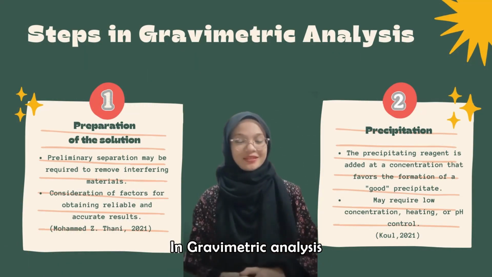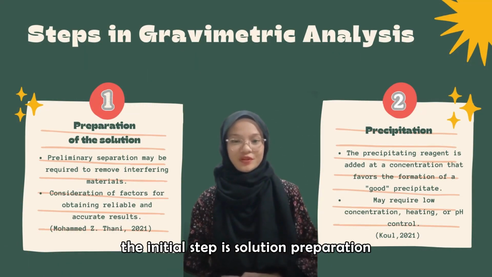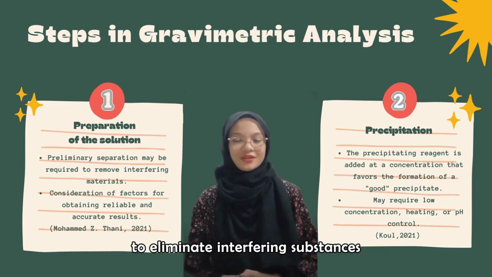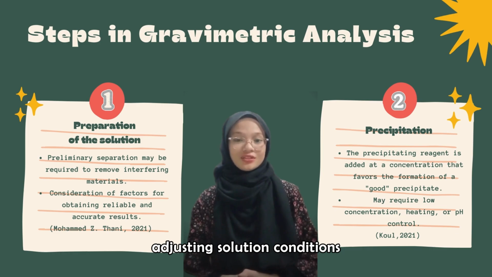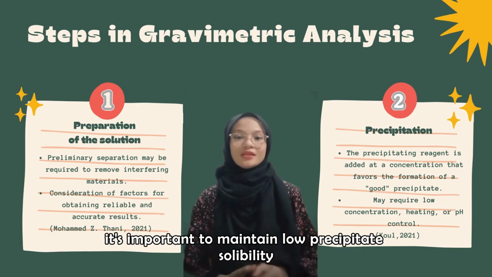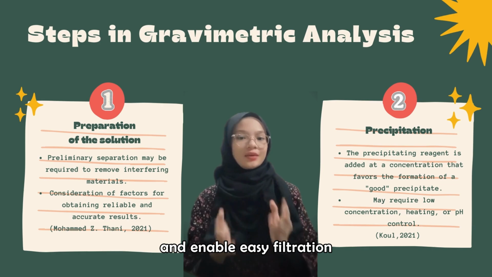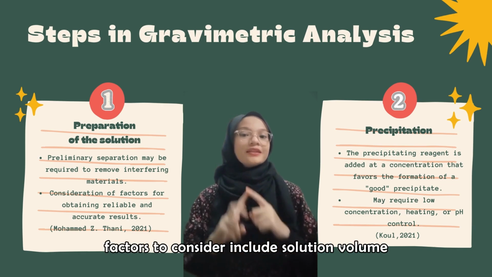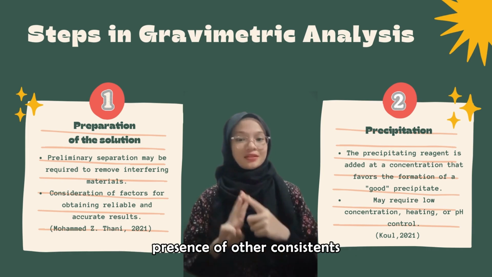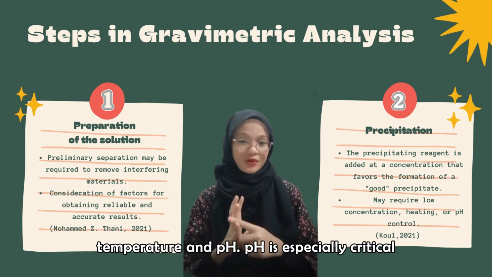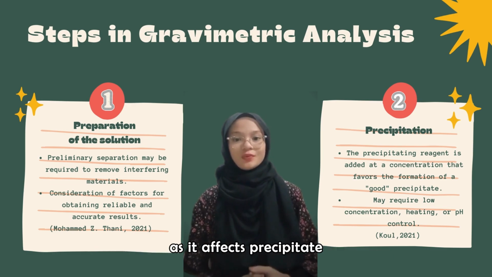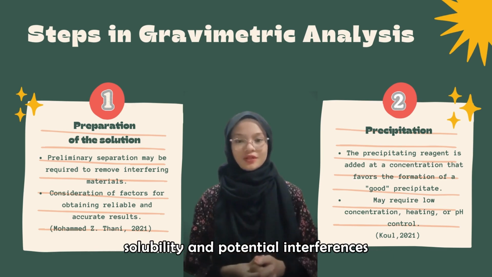In gravimetric analysis, the initial step is solution preparation. Preliminary separation might be necessary to eliminate interfering substances. Adjusting solution conditions is important to maintain low precipitate solubility and enable easy filtration. Factors to consider include solution volume, test substance concentration range, presence of other constituents, temperature, and pH. pH is especially critical as it affects precipitate solubility and potential interference.